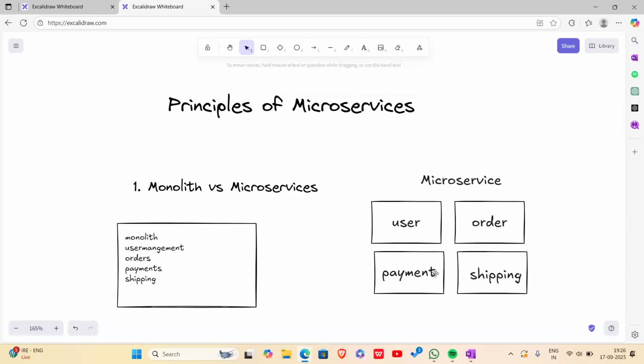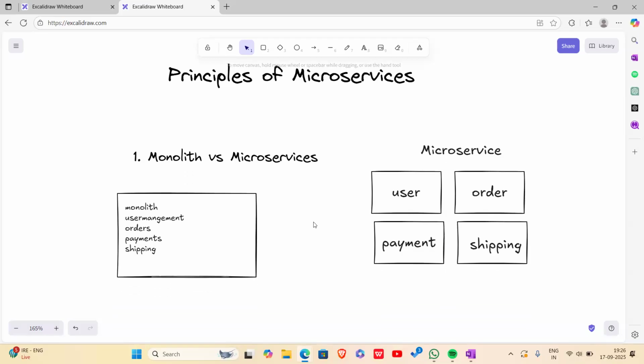Which do you think is easier to start with, monolith or microservice? Let's go deep dive and understand more about this, and you can have the answer at the end of the session.